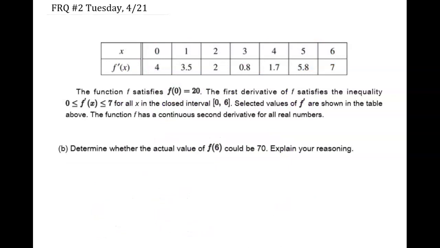For part B, we want to determine whether or not the actual value of f of 6 could be 70. Initially this is kind of a bizarre one, but let's start with how we can in general describe f of 6. We talked about this before. So f of 6 is 20 plus the integral from 0 to 6 of f prime of x dx. Okay, what else do we know?